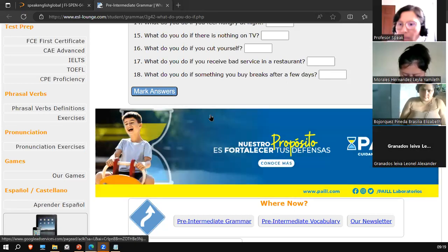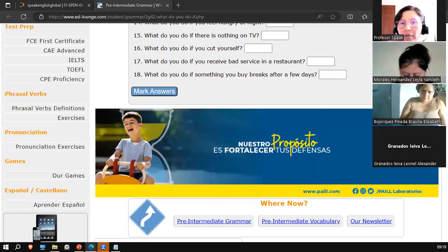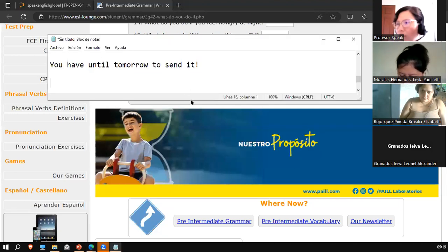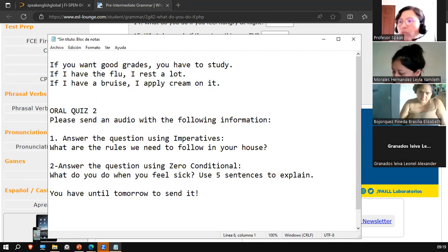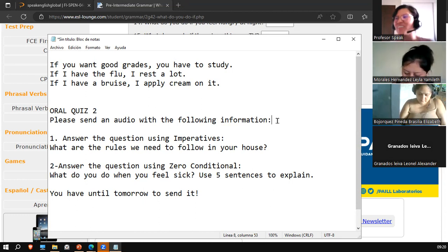Antes de pasar a resolver este, vamos a hablar un poquito acerca de la tarea, ¿verdad? Aquí les puse las instrucciones, ¿ok? ¿Qué van a hacer en el audio? Bueno, it says oral quiz number 2, please send an audio with the following information. Siempre la recomendación, grábelo en una aplicación para audio, ¿verdad?